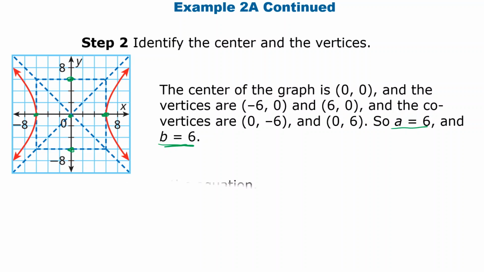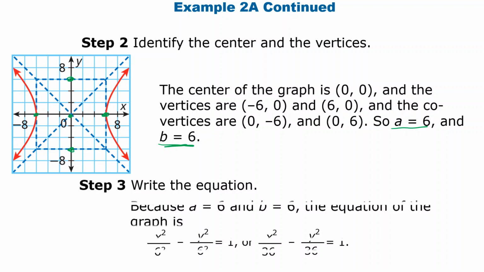So now it's really easy. I just have to write the equation. Because a is 6 and b is 6, the equation of the graph is x squared over 6 squared minus y squared over 6 squared equals 1. Or you could go ahead and work this out to 36. And I will accept either way for your problems on your test.